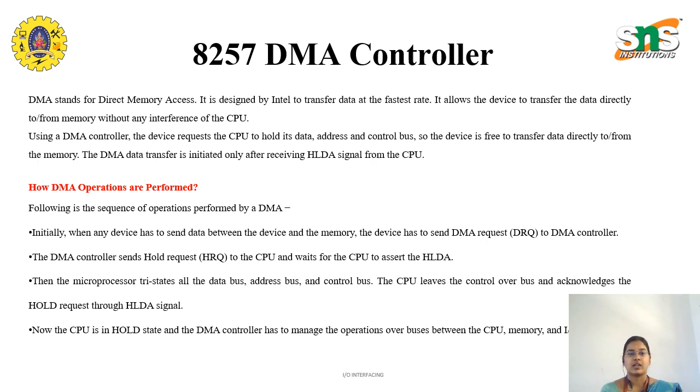Initially, when any device has to send data between the device and the memory, the device has to send a DMA request to the DMA controller. The DMA controller sends a hold request to the CPU and waits for the CPU to send the hold acknowledgement. Then the microprocessor tri-states all the buses: data bus, address bus, and control bus. The CPU leaves control over the buses and acknowledges the hold request with the hold acknowledgement signal. Now the CPU is in hold state and the DMA controller has to manage the operation over the buses between the CPU, memory, and input-output devices.